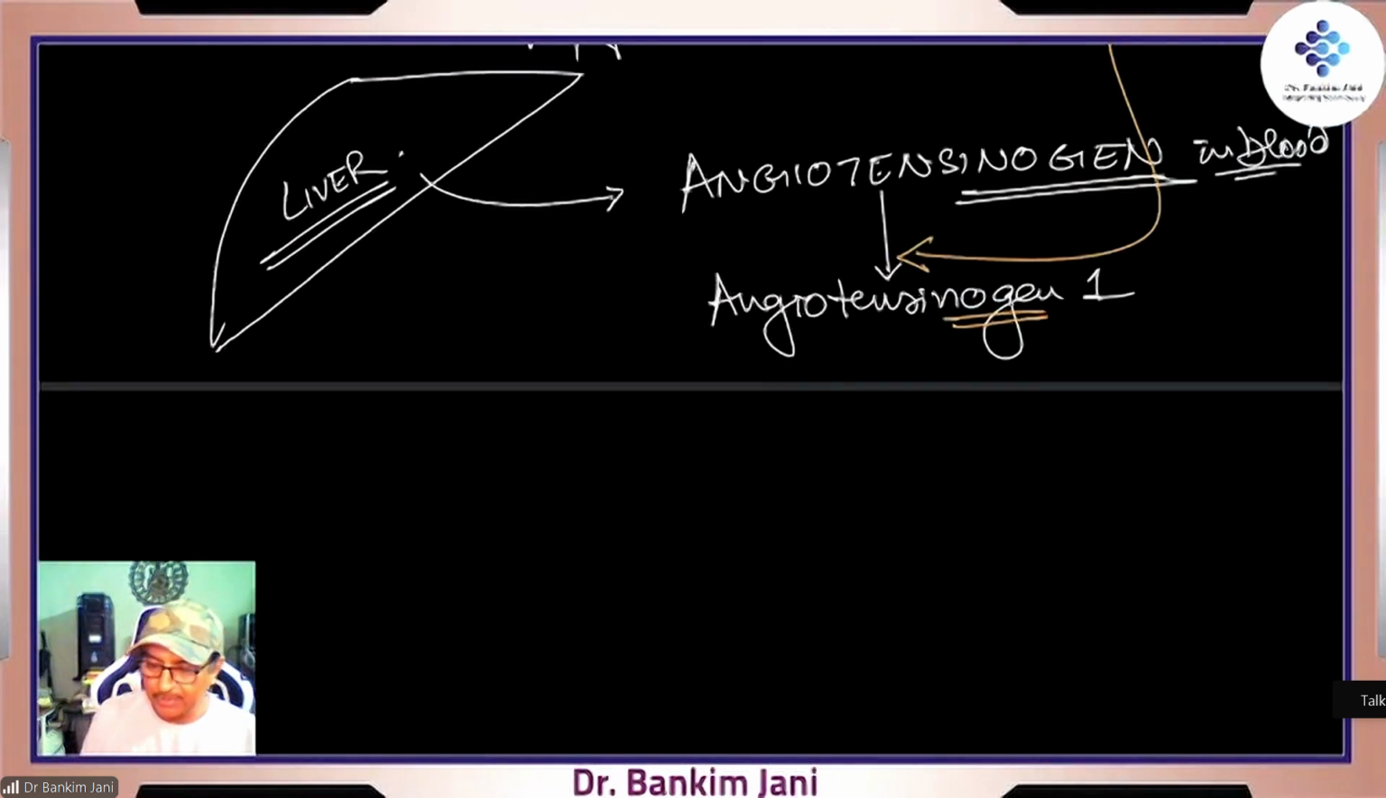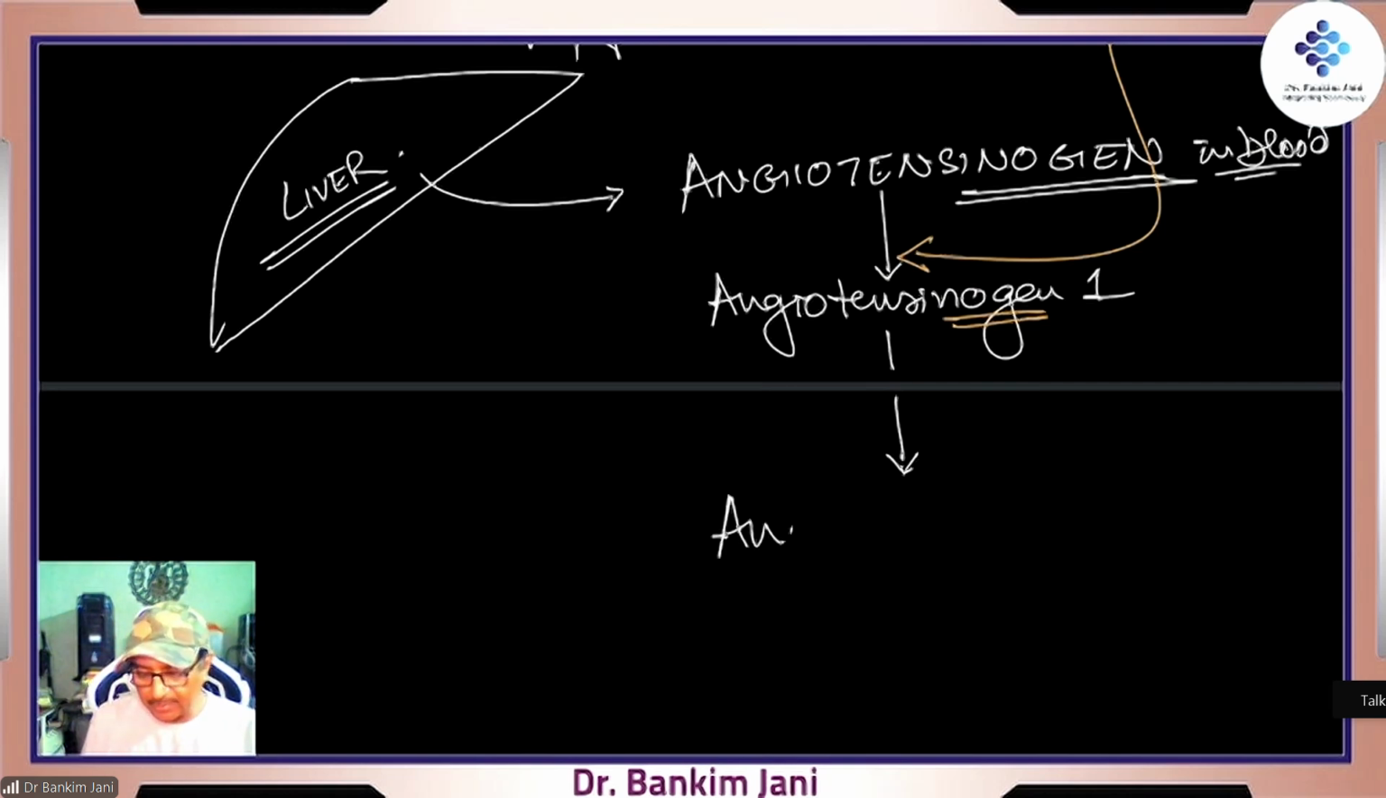Story continues. This is RAS. Yes, this is RAS: renin, angiotensin, aldosterone system. So all of them will come. If you know RAS, this is the RAS. But we'll be taking it slightly completely. Okay. So this is angiotensin 1.